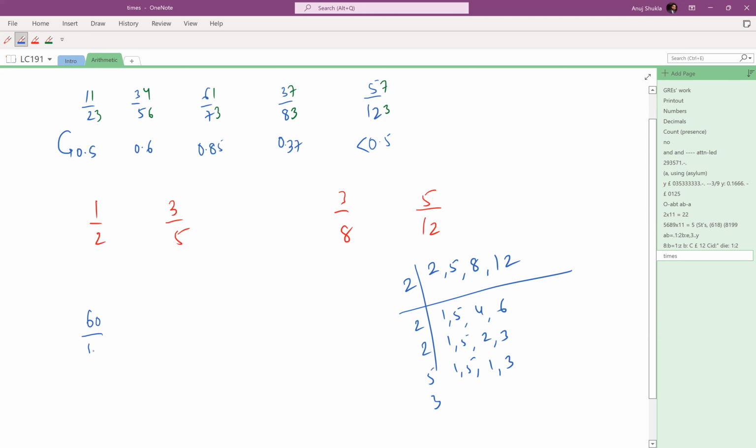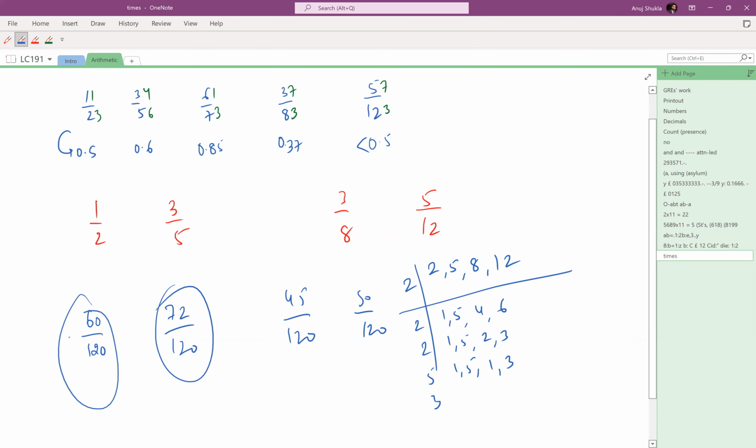So this is 60 by 120. And this one is 84 by 120. This is 120 divided by 5, so 5 gone, 8 3s are 24, 24 3s are 72 by 120. This one, 3 by 8: the LCM is 120, so 8 15s are 120, 3 15s are 45, so 45 by 120. 5 by 12 is 50 by 120. Now you can compare which one is greater and which one is less. Which one is the greatest value? The greatest value is this one, then this one, then this one, and then this.